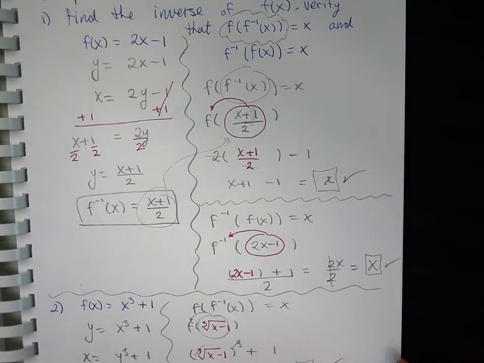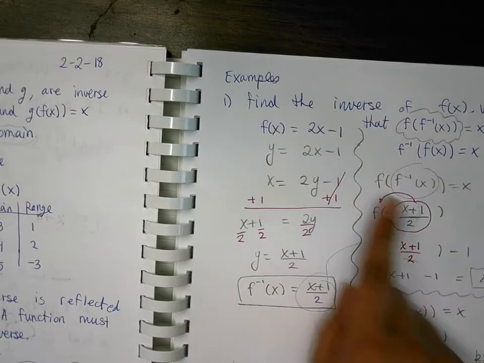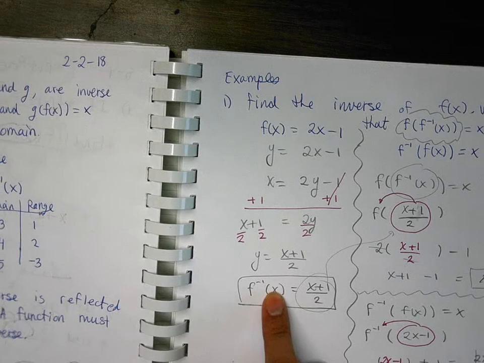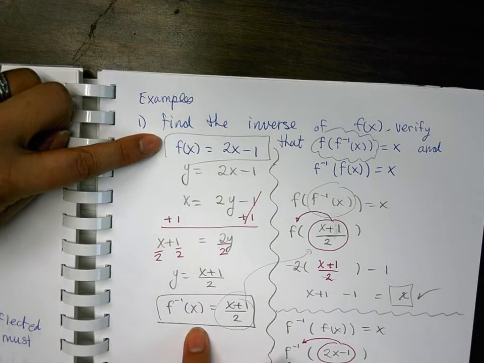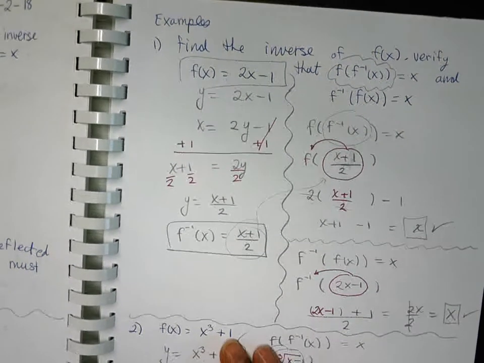When we give you the problem, we're always going to be finding the inverse first. Always start with: find the inverse, and then verify. So find the inverse was here. Here's the original, and here's the inverse, and then we did the work to verify.